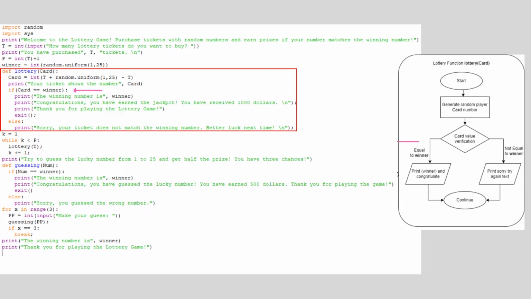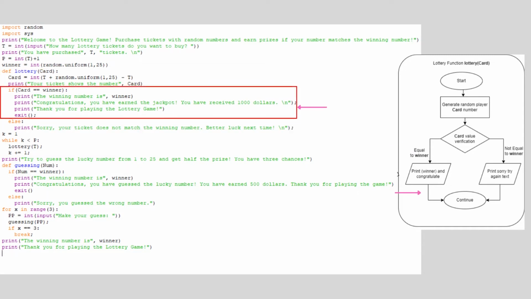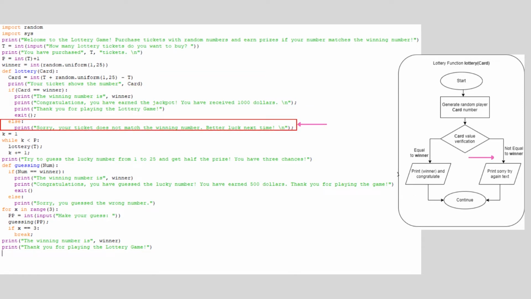The random value generated as the card variable is checked, and if it is equal to the winning number, the user will be congratulated and the program will end. But if the card value is not equal, or otherwise else, a sorry message is shown. Keep in mind that this function will only do this process one time. So how do we repeat this lottery process based on the amount of tickets purchased?